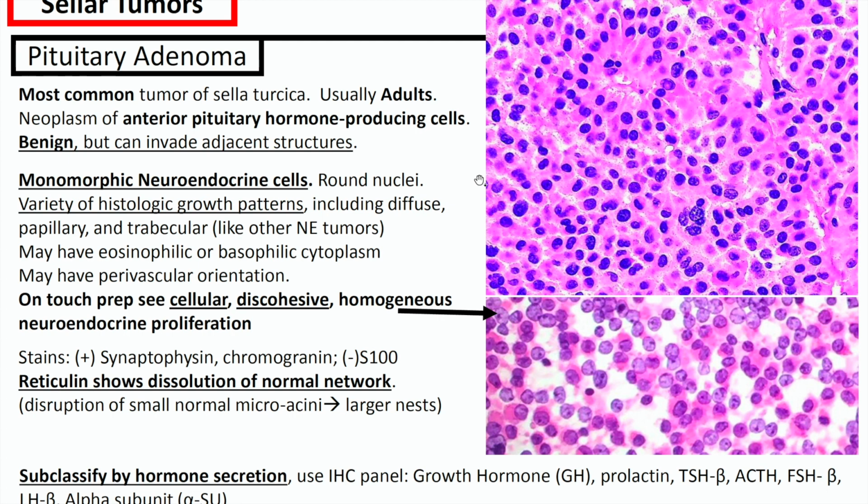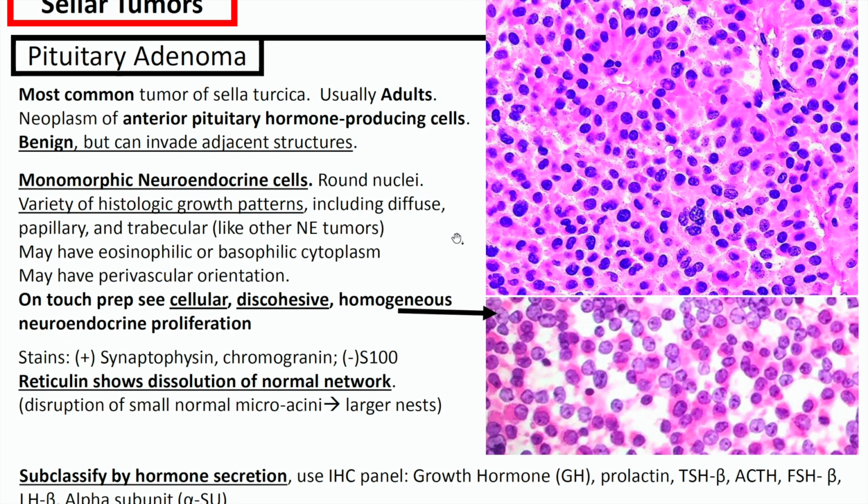All right, next up, moving on, Sellar tumors. So pituitary adenoma is the most common tumor of the sella turcica, usually in adults. Neoplasm of anterior pituitary hormone producing cells. These are benign, but they can invade adjacent structures with monomorphic neuroendocrine cells, round nuclei with a variety of histologic growth patterns, including diffuse, papillary, and trabecular, like other neuroendocrine tumors. They may have eosinophilic or basophilic cytoplasm, and they may have perivascular orientation.